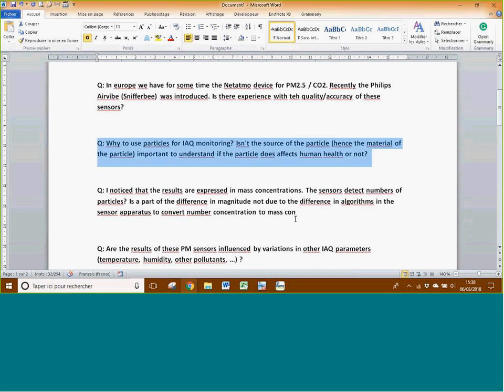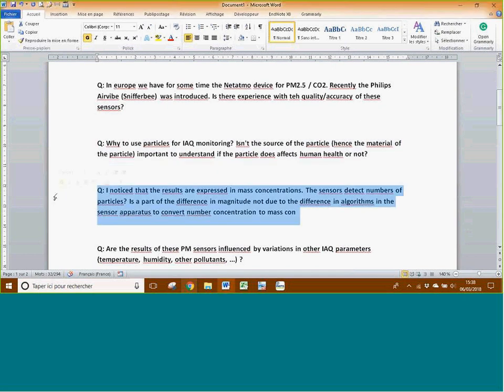I noticed that the results are expressed in mass concentration. The sensor detects number of particles. Is part of the difference of magnitude due to the difference in the algorithm in the sensor used to convert the number concentration to mass?